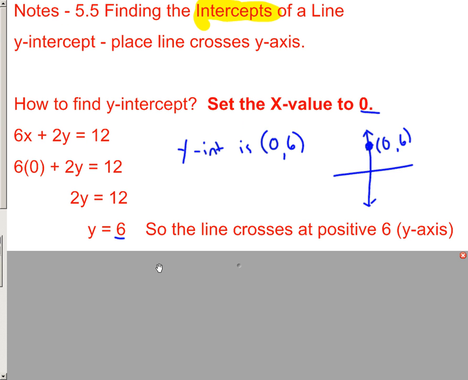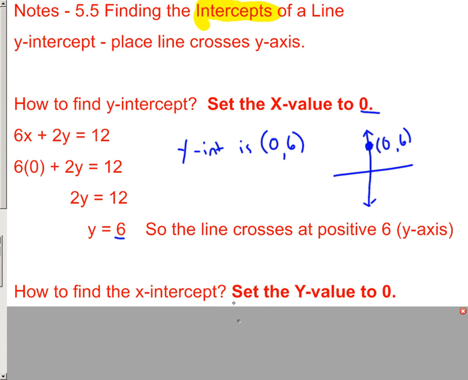So let's go find our x-intercept. How do we find the x-intercept? Set the y value to 0. So it's opposite of how we found the y-intercept. For the x-intercept, you have to set the y value to 0.